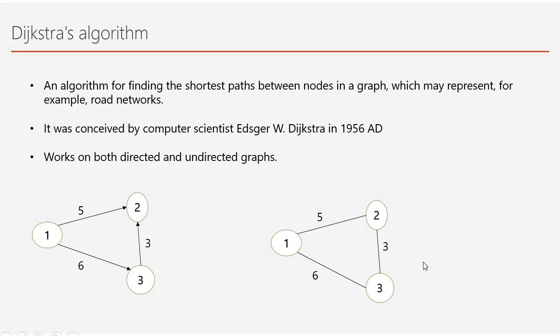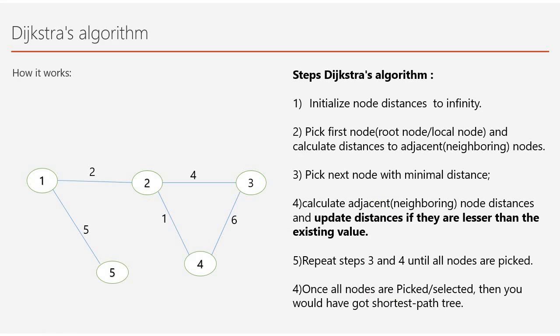Whereas this is an undirected graph, because there is no direction along this path. One can go from node 1 to node 2 or come from node 2 to node 1 with the same weight 5. You can assume this as bidirectional, going here and also coming back. So this is an undirected graph. Then let us see how Dijkstra's algorithm works.